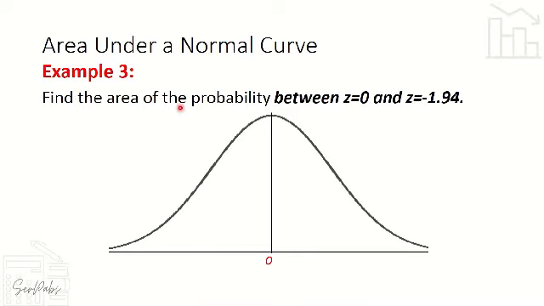Example number 3, so find the area of the probability between Z is equal to 0 and Z is equal to negative 1.94. So yung unang Z-score natin is 0, it also represents the mean. Iniba lang natin yung term natin. Yan pa rin yung ating mean. So locate the mean, so yung mean natin yung gitna, and then locate negative 1.94. So in this case, that is a negative Z-score, dahil negative yung Z-score natin, so it will be located at the left side of our mean.